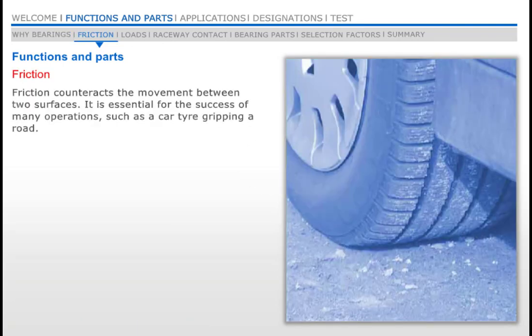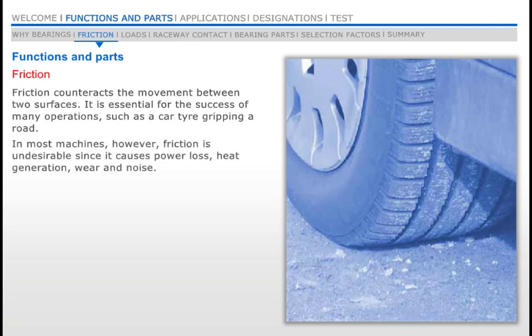Friction counteracts the movement between two surfaces. It is essential for the success of many operations, such as a car tire gripping a road. In most machines, however, friction is undesirable since it causes power loss, heat generation, wear, and noise. SKF bearings help reduce friction.